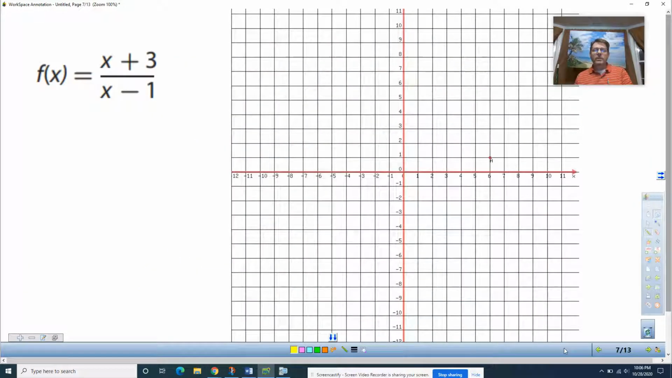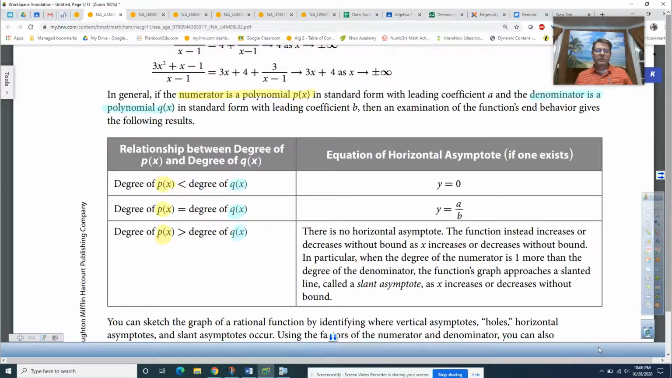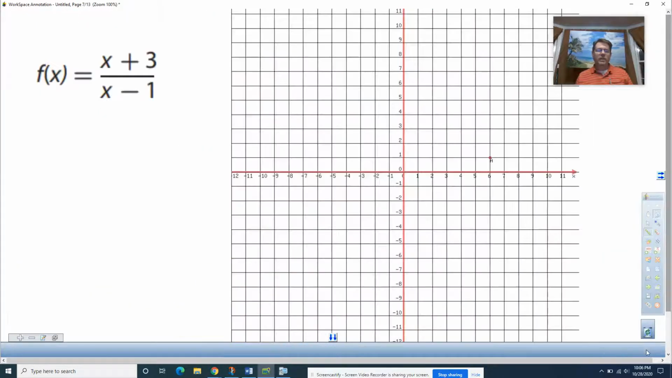All right, here's our first example. This is the rule we're working on. It says when they are equal, the horizontal asymptote is going to be y equals a over b. Where are this a and b coming from? Well, let me show you where that is.